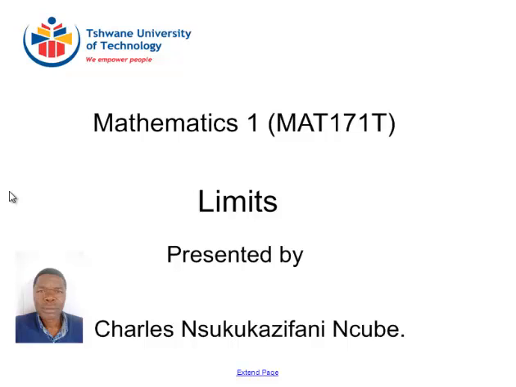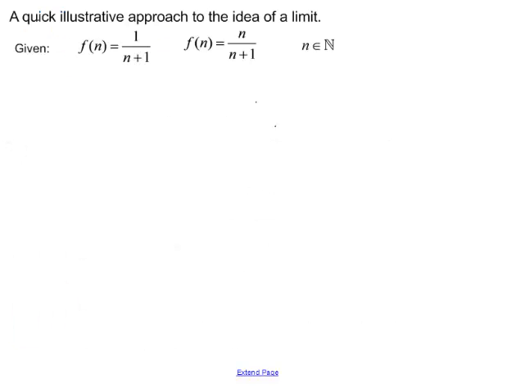Now, how do we start? I'm going to start this way by looking at these types of functions. This function is f of n equals 1 over n plus 1, and this one is f of n equals n over n plus 1. These are kind of special functions. The domain is the natural numbers. So the n is a natural number.